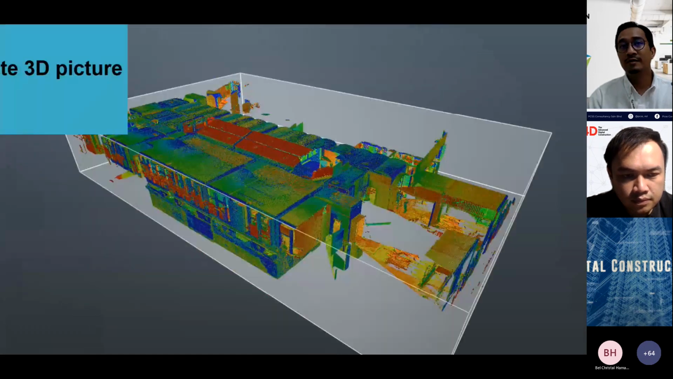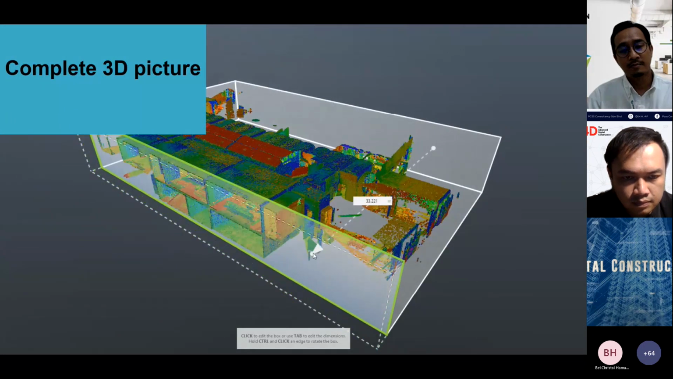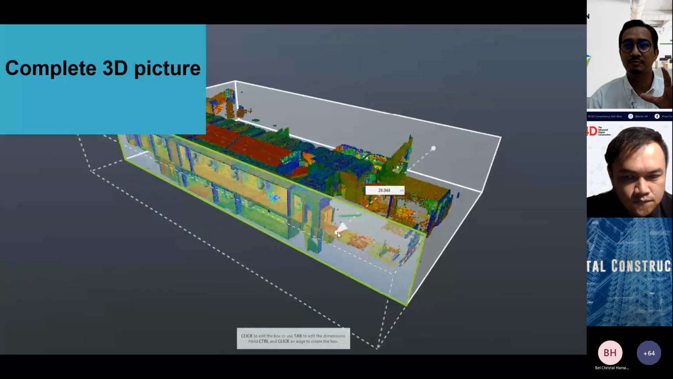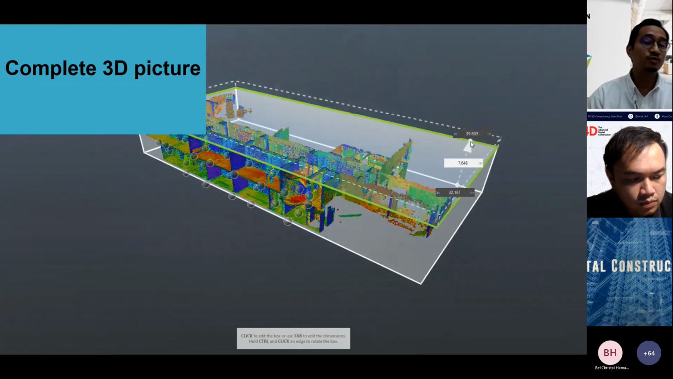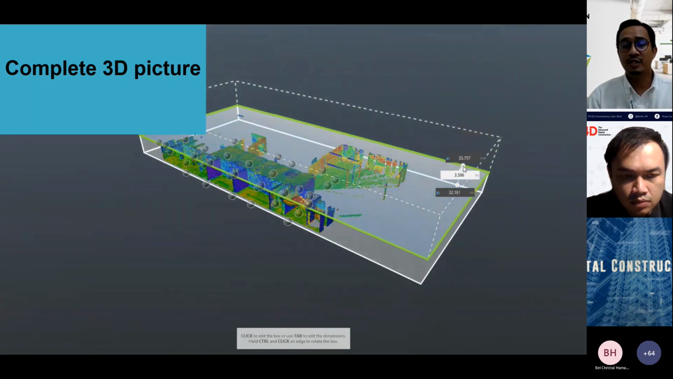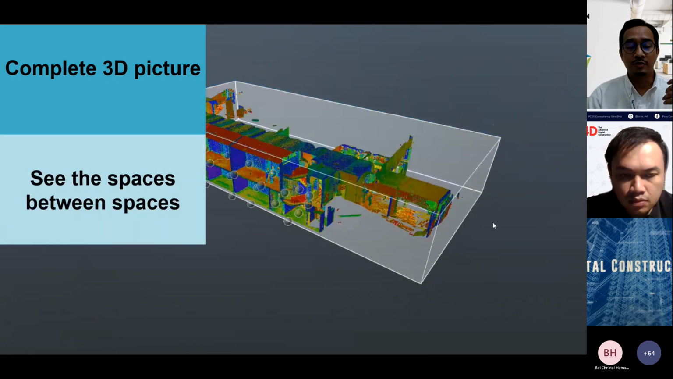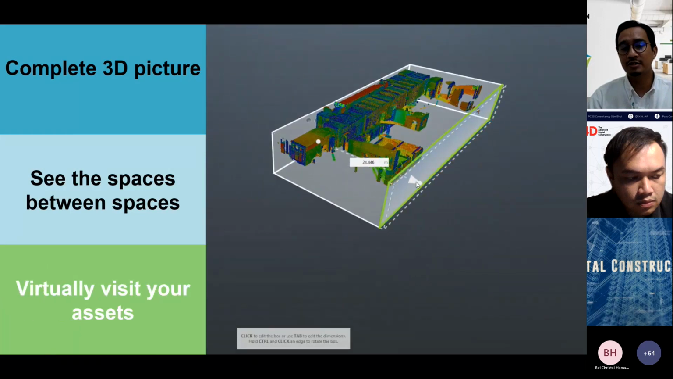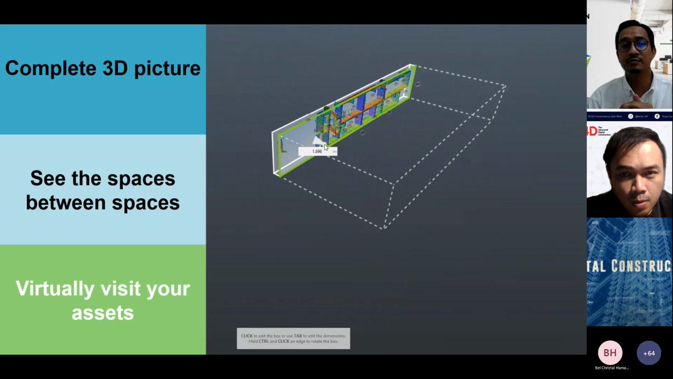So what kind of data are you going to have? One is you will have access to a complete 3D picture. Imagine, as I mentioned earlier, if this room or this project is 300 kilometers away from you. It's typical that you would just go again and do your measurement to capture the reality. But again, you can save lots of costs. You can see spaces between spaces whenever you have this. And of course, you can technically and virtually visit your assets, right?